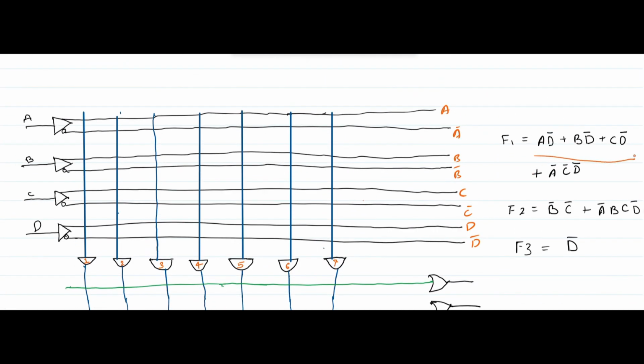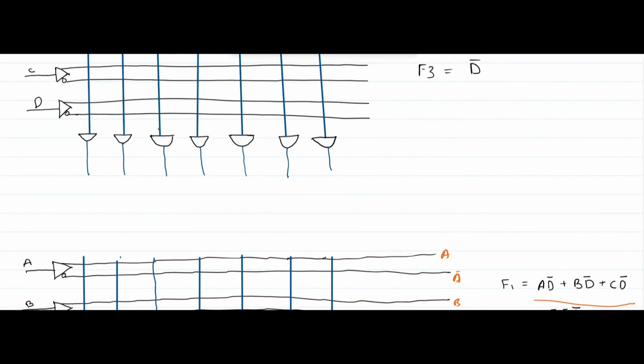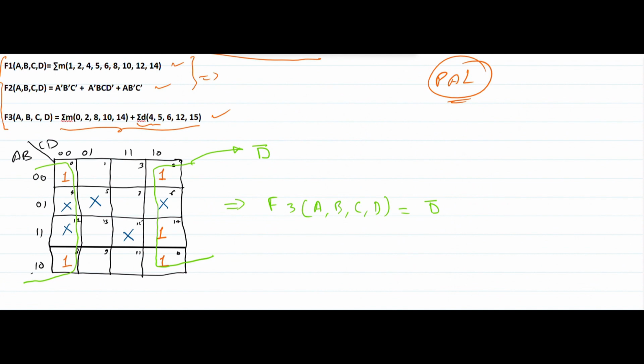f1 after solving using K-map will be a d bar plus b d bar plus c d bar plus a bar c bar d bar, and f2 after solving using K-map, or solving directly, will be b bar c bar plus a bar b c d bar. Now let me see what will be the simplified version of f3. So f3 is given like this.